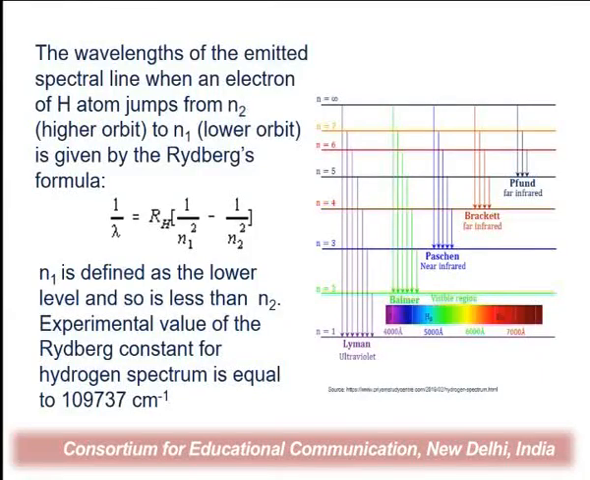Here we can see the Lyman series, Balmer series, Paschen series, Brackett series and the Pfund series. Balmer series is the only series which lies in the visible region.